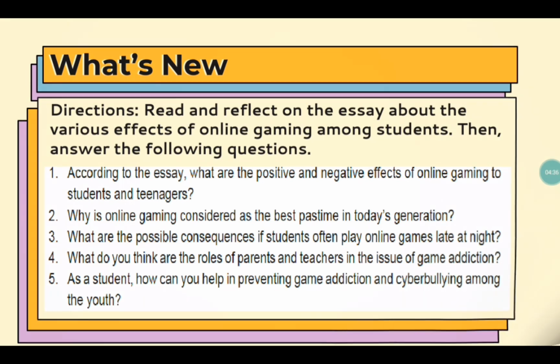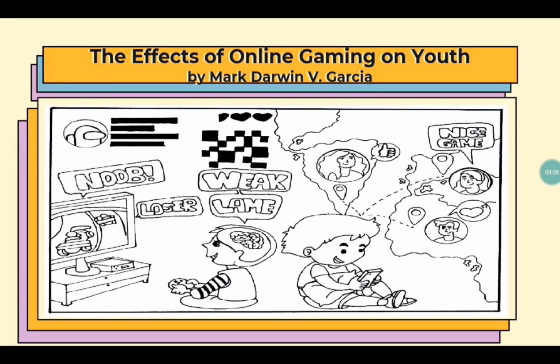So this essay is an example of an academic writing. The title is The Effects of Online Gaming on Youth by Mark Darwin V. Garcia. So I will give you enough time to read the essay on your own. So let's begin.